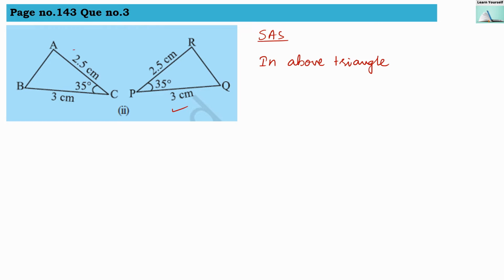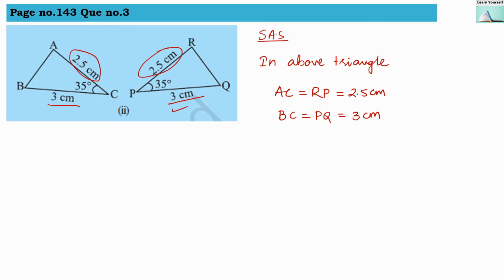So here we can see that AC is equal to RP, and they are both equal to 2.5 centimeter. The next is BC is equal to PQ, and they are both equal to 3 centimeter. Now we require angles which are equal to each other. So angle C is equal to angle P, and they are both 35 degrees. So these both triangles are congruent as per the SAS criteria.